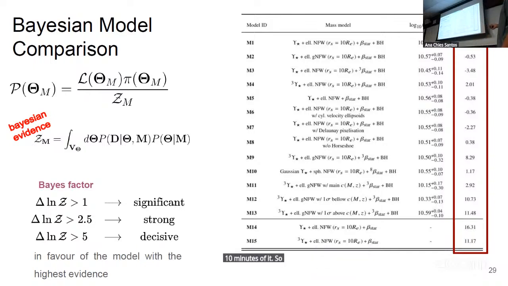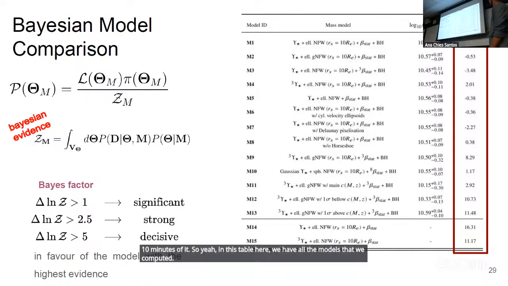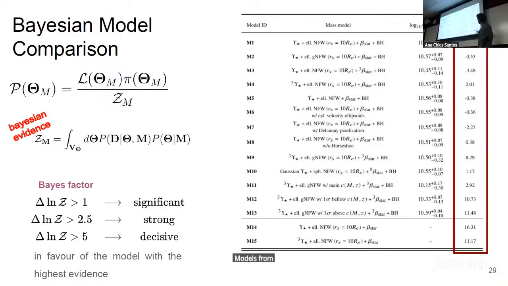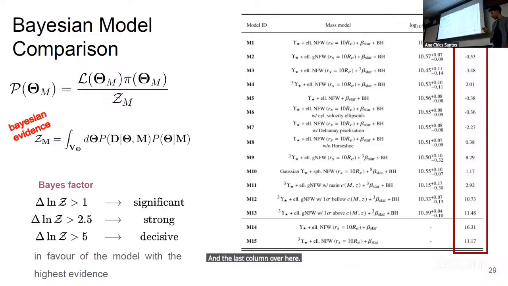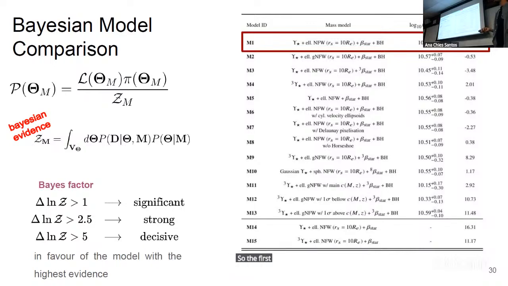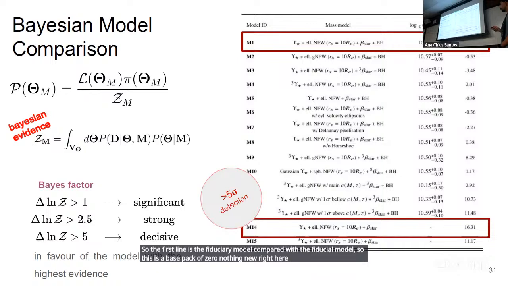So yeah, in this table here, we have all the models that we computed. Models from this line and above are models with the black hole, and these two models are without the black hole. The last column right here is the Bayes factor relative to the fiducial model. So the first line is the fiducial model compared with itself, so this is a Bayes factor of 0, nothing new right here. But if you compare the fiducial model with the model without the black hole, the one that I showed earlier, we have a Bayes factor.